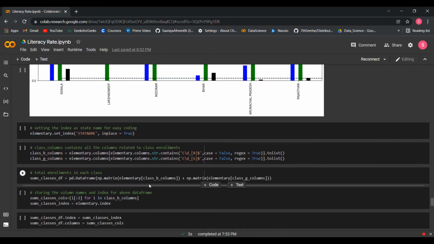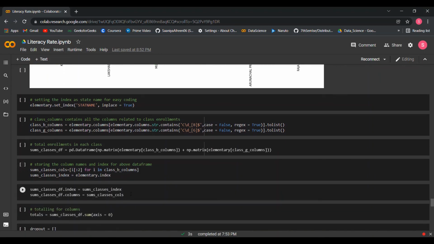Later on, we'll try to see in which class the dropout rate is maximum. We are setting the index as state name for easy coding. Then we are figuring out the total enrollments in each class, storing the column names and index for the data frame and totaling the columns.